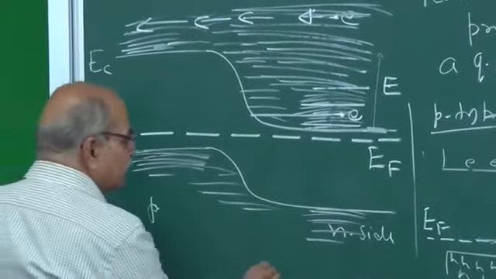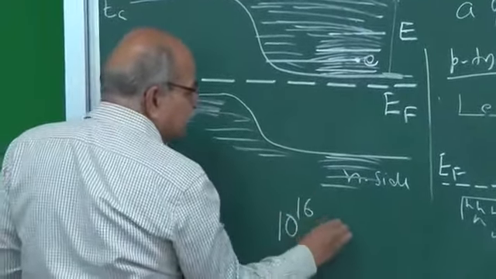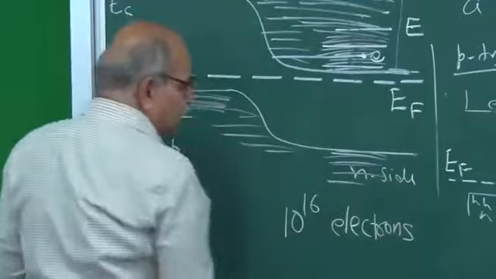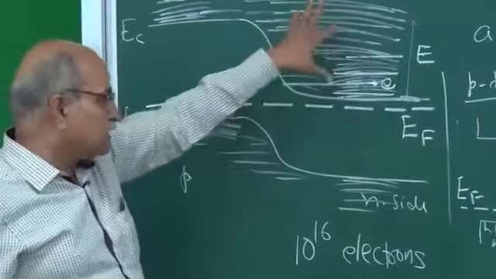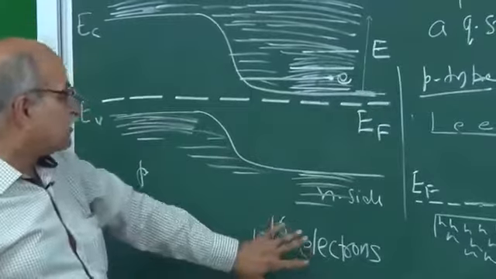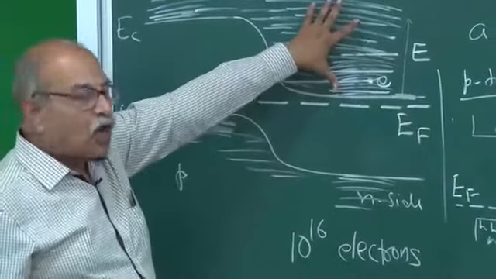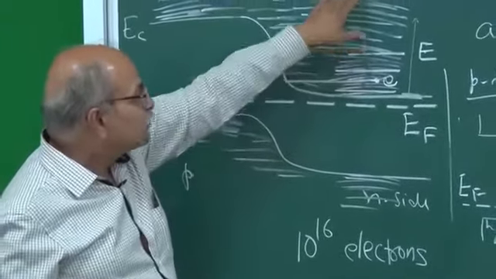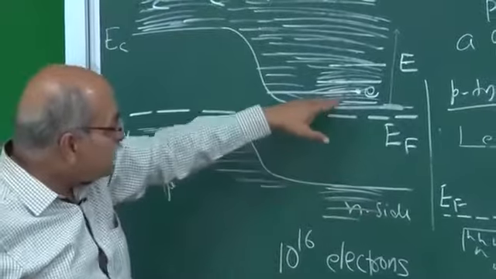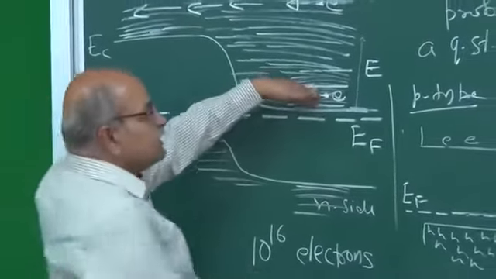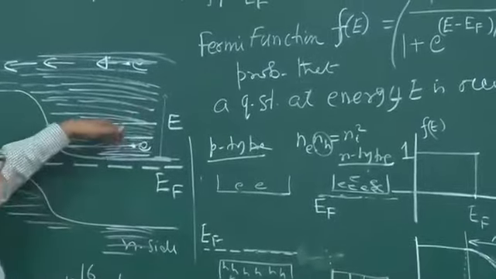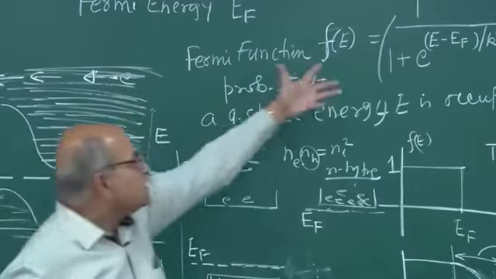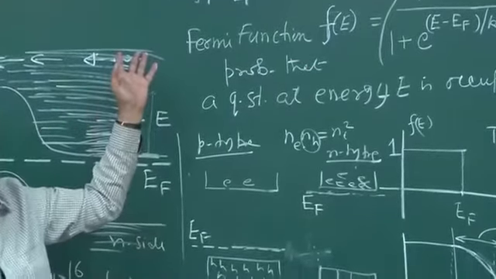So if you have, let us say, 10 to the power 16 electrons per centimeter cube in this band, you have doped these many electrons, conduction electrons are there. So how many of them will occupy this one, how many of them will occupy this one, and so on. The probability of occupation of this one is given by this expression, the probability of this, probability of this. So you put different energies E and you can get the probability.